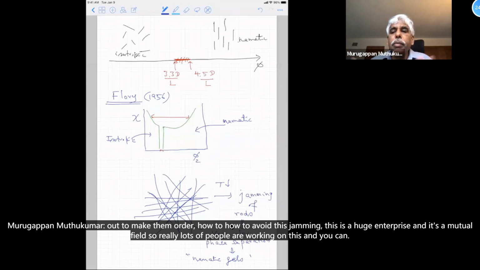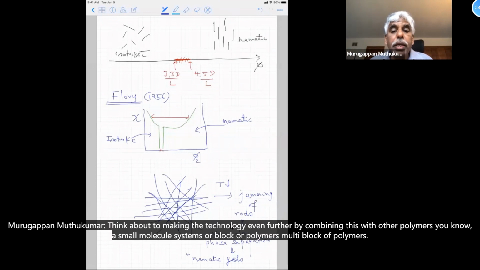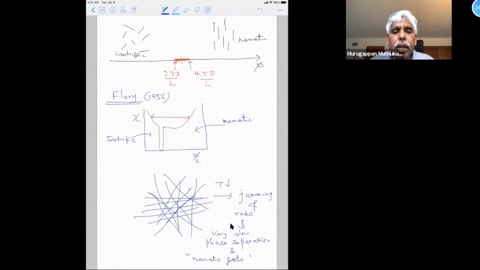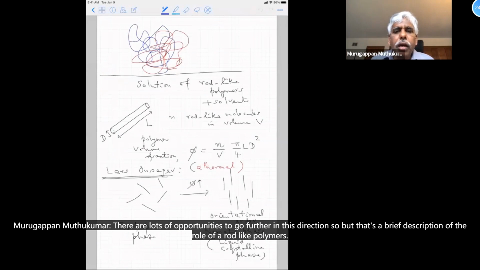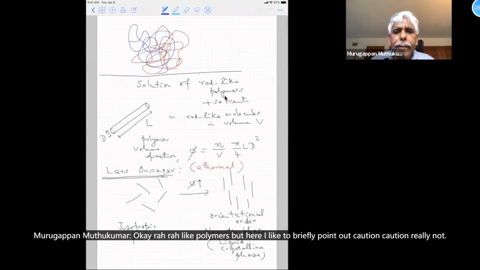This is a huge enterprise, and it's a mature field. Lots of people have worked on this, and you can think about making this technology even further by combining this with other polymers, small molecular systems, or block copolymers, multi-block copolymers. There are lots of opportunities to go further in this direction. But that's a brief description of the role of rod-like polymers.